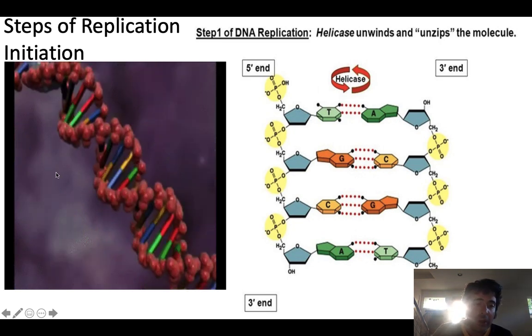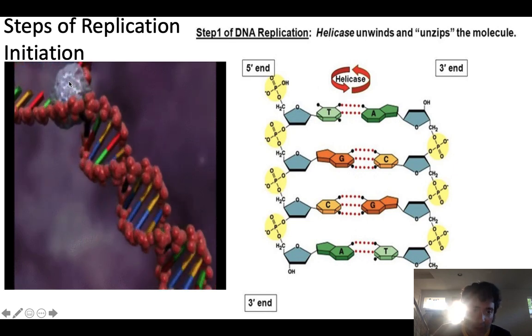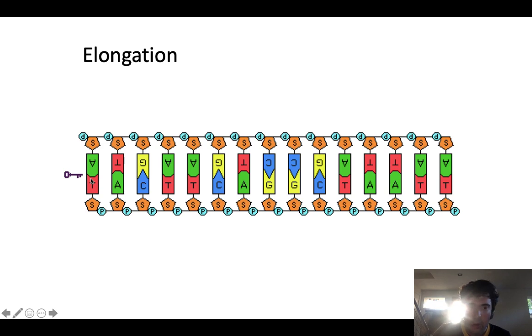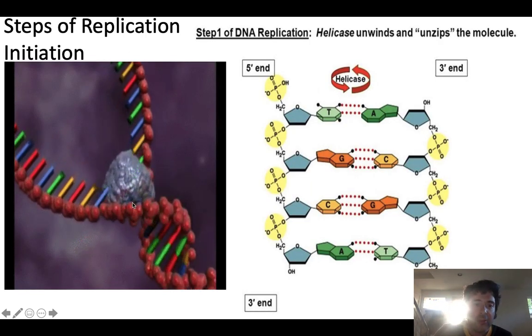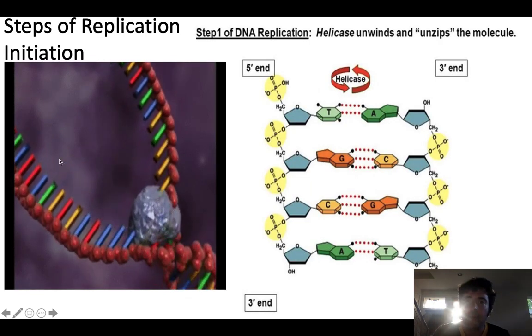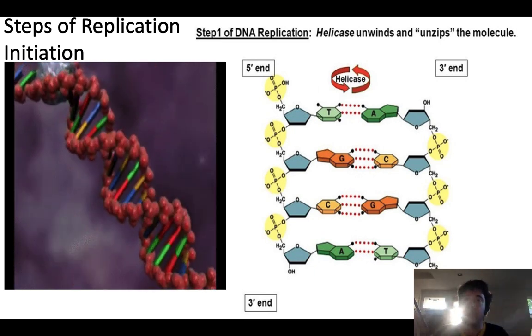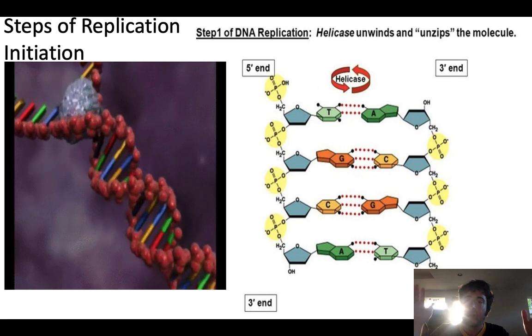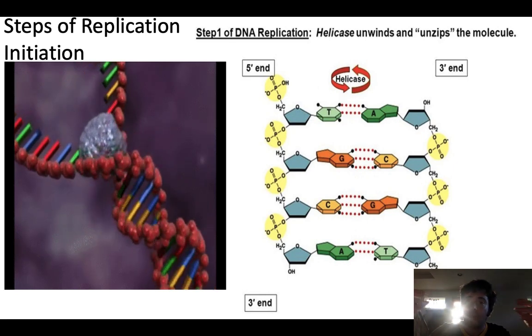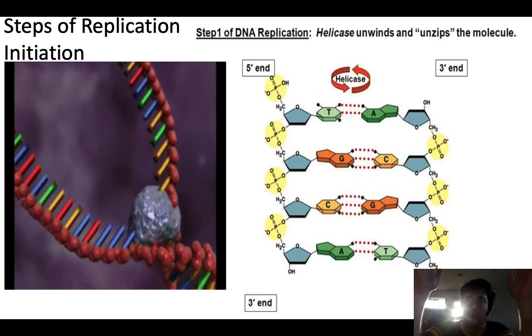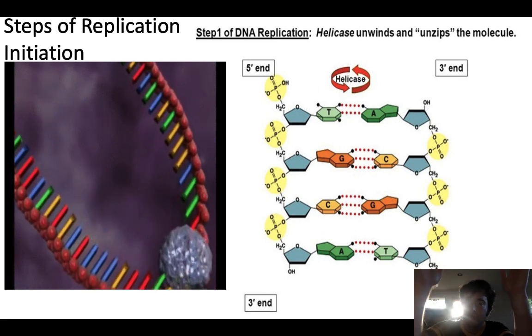We'll watch this one more time. DNA helicase, breaking those hydrogen bonds. This whole thing is called a replication fork. So in step one, DNA helicase breaks those hydrogen bonds and splits the DNA molecule, so you have the different strands that you're going to use as templates for building the new strands of DNA.